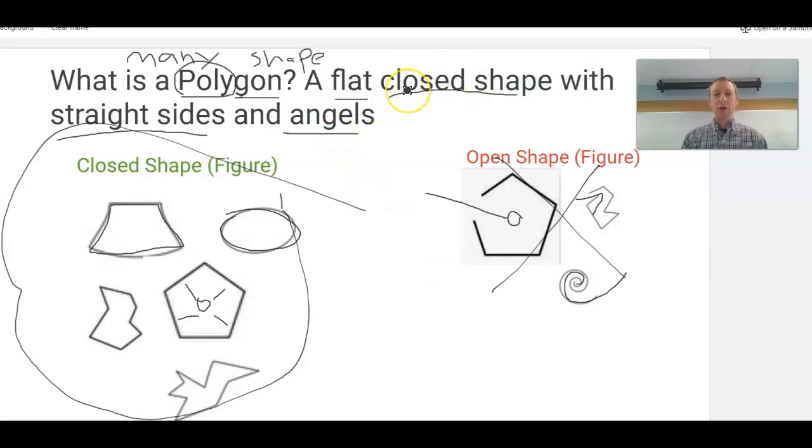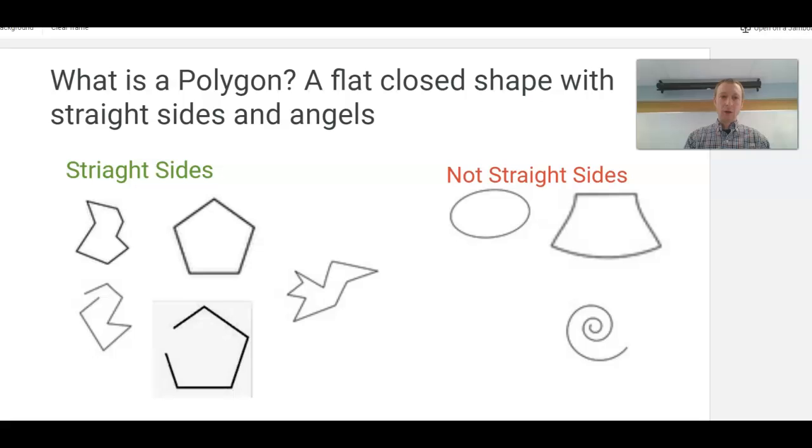All right. So we know a polygon's flat. We know a polygon's closed. Now let's look at another part of what being a polygon is. A polygon has straight sides. Okay. So these are all examples of possible polygons.